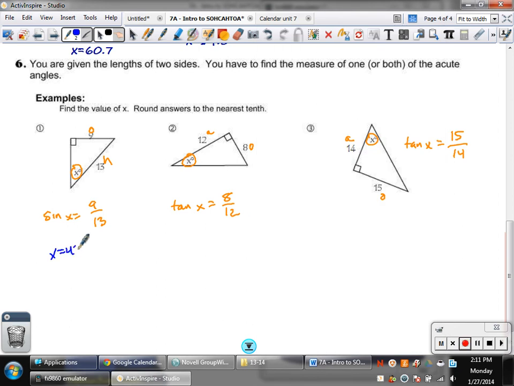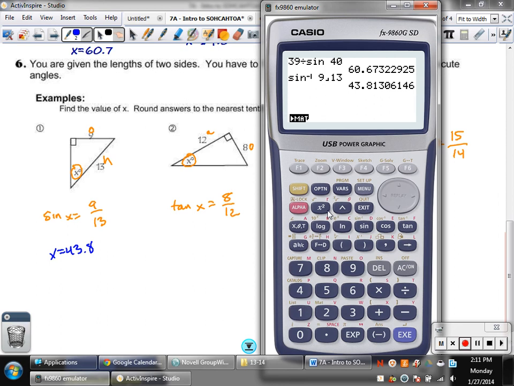In the TI, I think it automatically gives you parentheses. That's no problem. Here for this one, I'll show you. It looks like this. Shift tangent, and then it automatically opens up some parentheses. You'll just put 8 divided by 12, and then close the parentheses, okay? And that's 33.7.